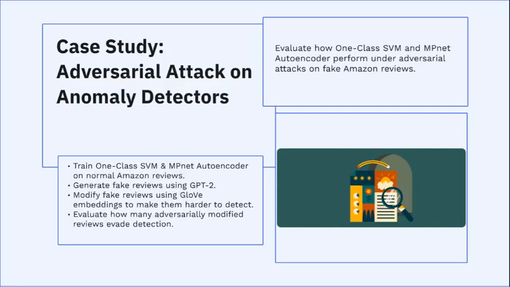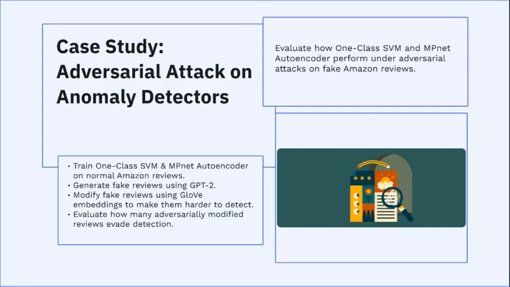Once we train them, we generate fake reviews using GPT-2 from one section of the normal reviews. We use the first sentence of the reviews, for example, if the review says the product is very good and it's very helpful, we use the first few words and generate a fake review using the GPT-2 model.